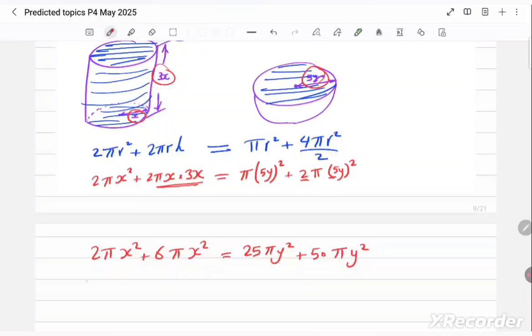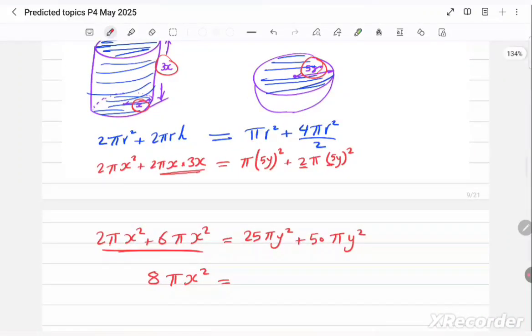Now to simplify this one, let's first collect and add them. Look here, I have 2 pi x squared and I have 6 pi x squared, so I have 8 pi x squared, and there I have 25 pi and here I have 50 pi, so I have 75 pi y squared, right?